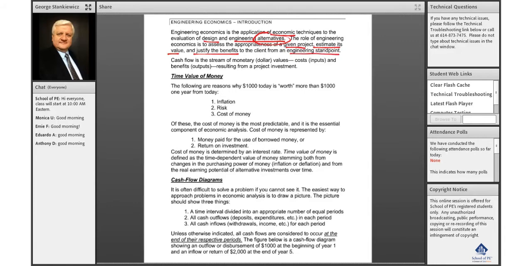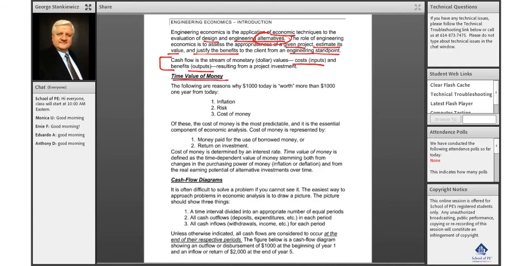Through this, we're going to be focusing on cash flow. Cash flow is a stream of dollars moving into a company in either costs, which are inputs, and benefits, which are the outputs, resulting from the project itself.